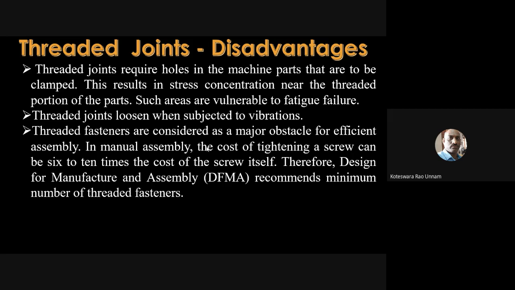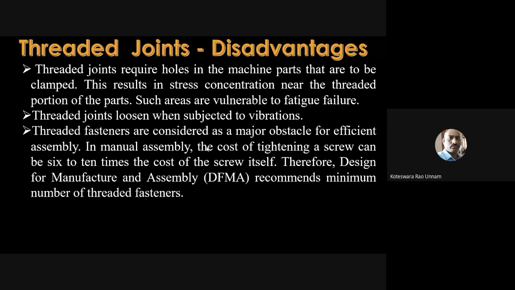Then next, threaded fasteners are considered a major obstacle for efficient assembly. In order to join two components or two members using threaded fasteners, you require additional space to provide the joint. You need to have a space to provide seating for the nut. So this nut is going to be an obstacle to efficient assembly. That's why this is one more disadvantage of threaded joints.